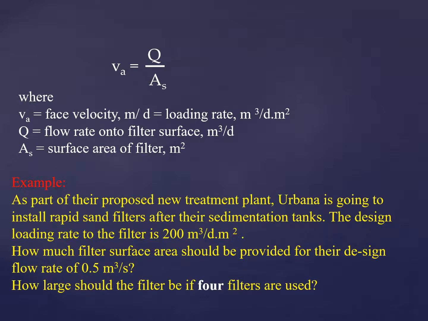Now there's an example. As part of their proposed new treatment plan, Urbana is going to install rapid sand filters after their sedimentation tanks. The design loading rate to the filter is 200 meters cubed per day per meter squared. As you see here, Q over area, or if you cancel out, it will be meters per day, or 200 meters per day. That's the velocity of the water in the vertical direction. The question is, how much filter surface area should be provided for their design flow rate of 0.5 meters cubed per second? That is the first question.